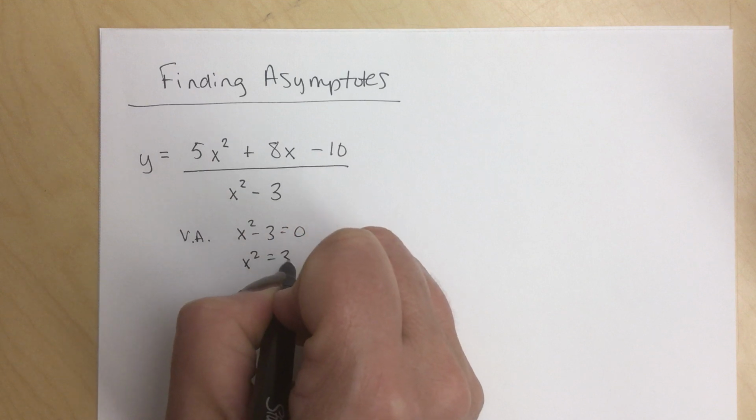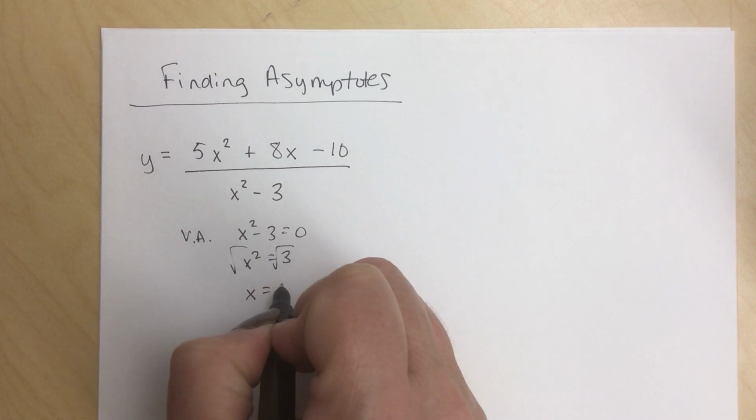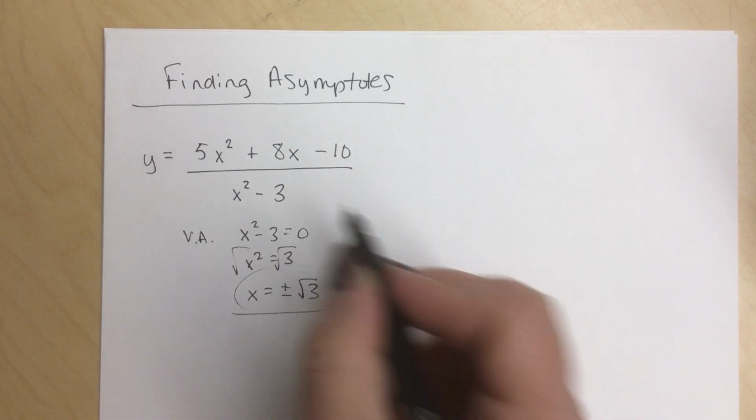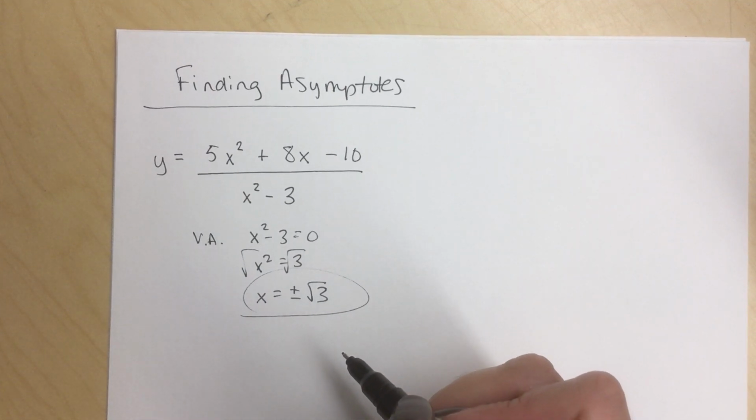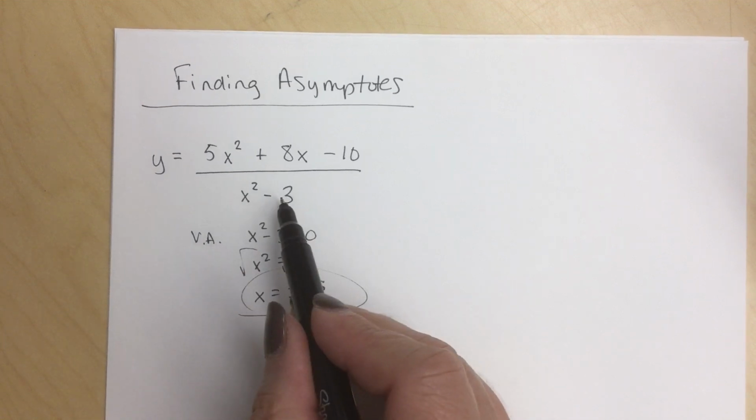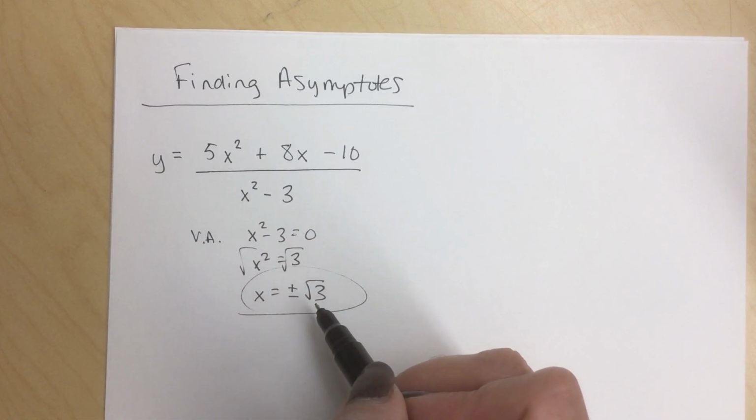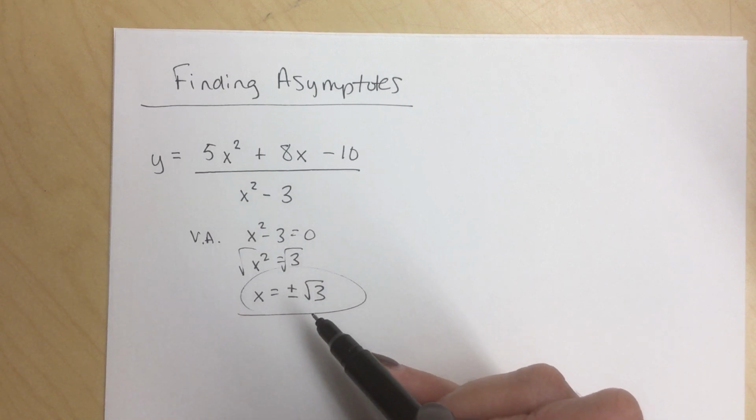So x squared equals 3. Then you square root both sides and you get x equals plus and minus radical 3. So this particular function would have two vertical asymptotes. And if you get confused which one's vertical and horizontal, just solve the equation. You need to say x equals plus and minus radical 3. Don't say y equals plus and minus radical 3.